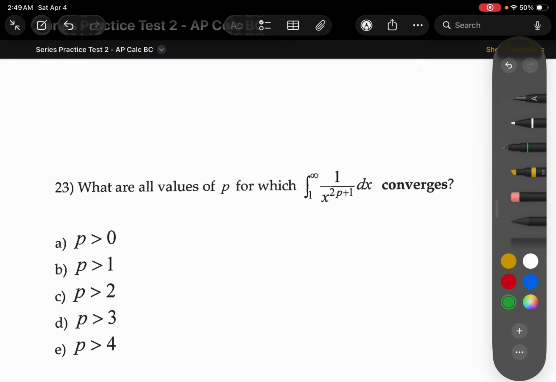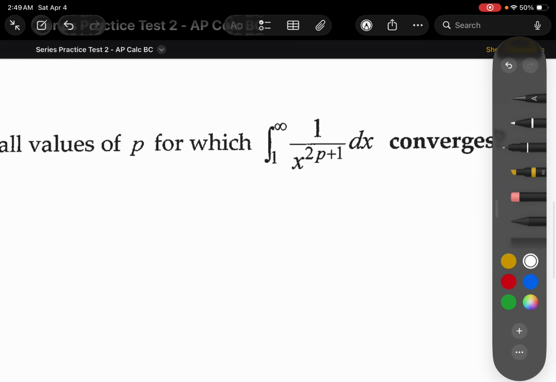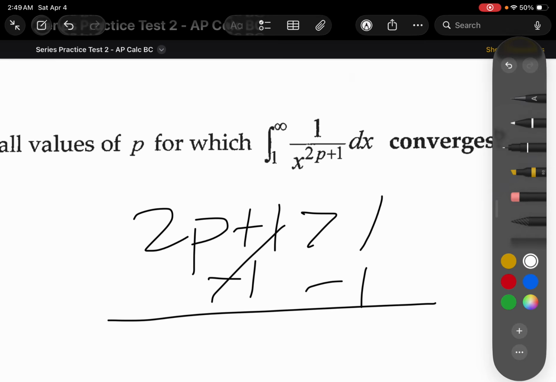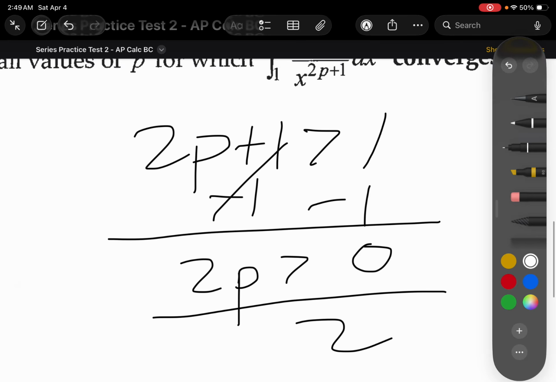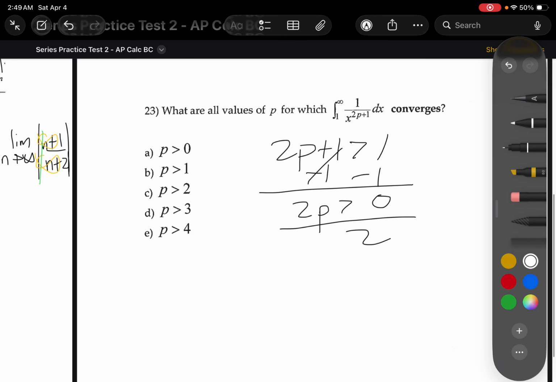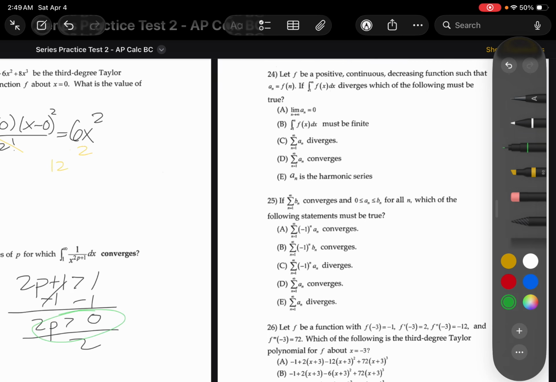What are all the values of p for which this converges? Very easy. It's a p-series, so p must be greater than 1. Subtract that by 1. It's going to take a little while to load. 2p is greater than 0. Divide both sides by 2. p is going to be greater than 0. 23. 24.